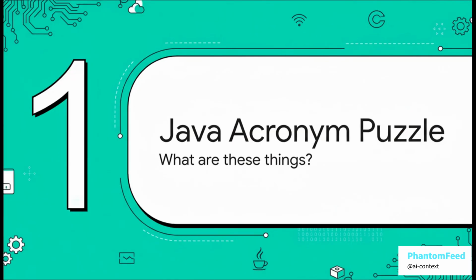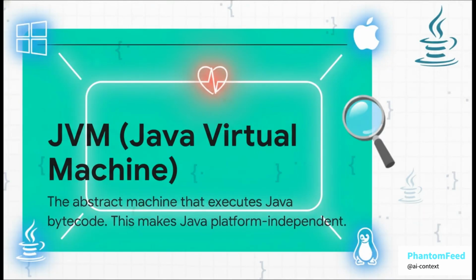Let's figure out what these things actually are. Understanding what each part does is really the key to knowing what you actually need to install. It all starts with the JVM, the Java Virtual Machine. The best way to think of it is as the engine. It's the program that actually executes your Java code. And it's the secret sauce behind Java's famous promise, write once, run anywhere. Why? Because there's a different JVM for Windows, for Mac, and for Linux, and they all know how to run the exact same Java program.